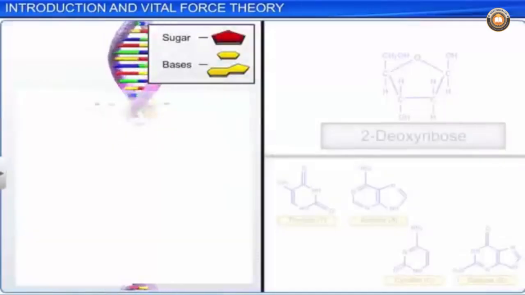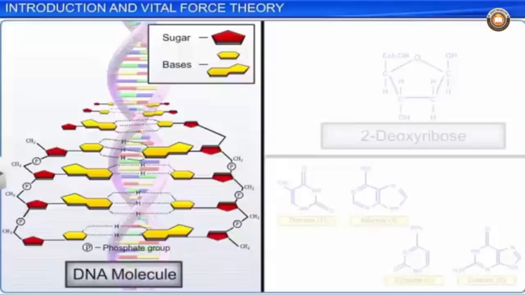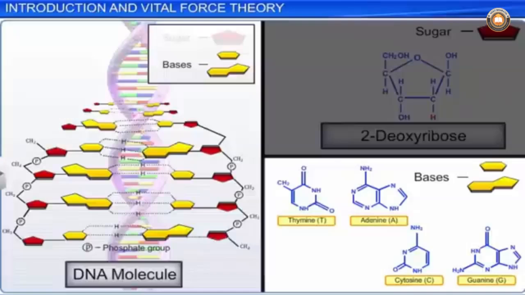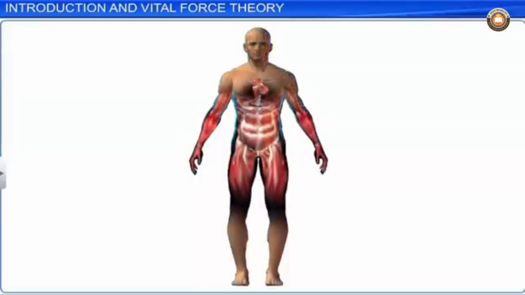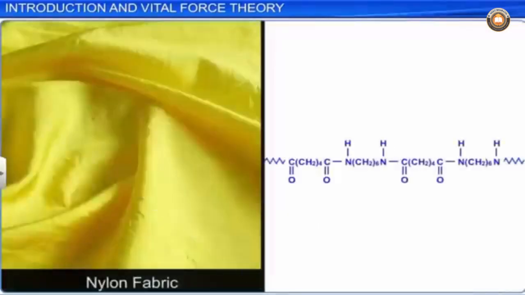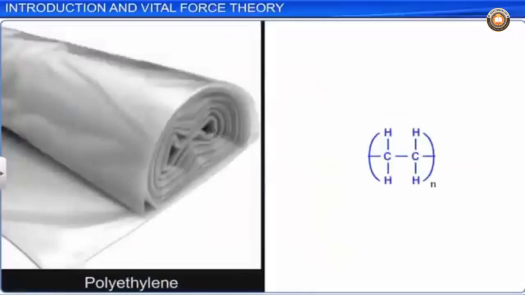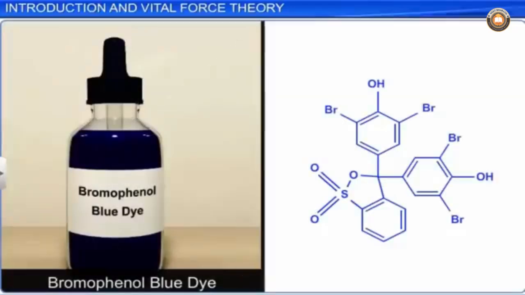Organic compounds form the basis of life. For example, deoxyribonucleic acid or DNA is made up of sugar like 2-deoxyribose and nitrogenous bases. They are found in blood, muscles, and skin. Organic chemicals are also present in clothing, as in nylon fabric. In fuels, as a mixture of C7 to C9 hydrocarbons. In polymers, like polyethylene. In dyes, such as bromophenol blue. And in medicines, such as aspirin.